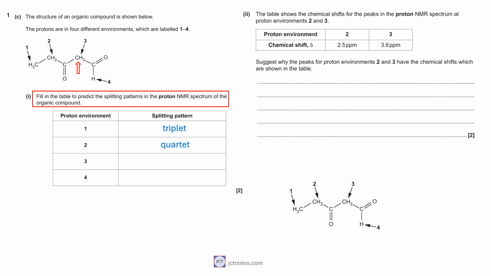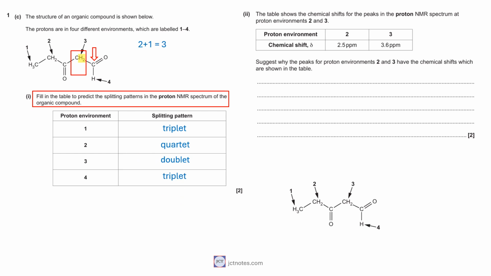Moving to proton 3, the next carbon with protons is due to proton 4, with 1 proton. Then, proton 3 is going to be n plus 1 equals 1 plus 1 equals 2, it is a doublet. Moving to proton 4, the next carbon with protons is due to proton 3, with 2 protons. Therefore, proton 4 is going to be n plus 1 equals 2 plus 1 equals 3, it is a triplet.